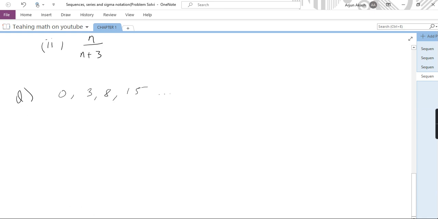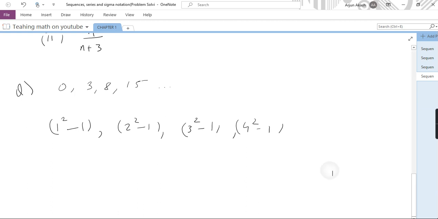So what's 0? It's 1 squared, minus 1. 3 is 2 squared, minus 1. Then it's 3 squared, minus 1. 4 squared, minus 1. And compared to the previous pattern, this is much simpler. And if you're asked to write the general term of this, you have to find the general nth term of the sequence. We just write it as n squared minus 1. And that's the answer. It's quite simple, right?